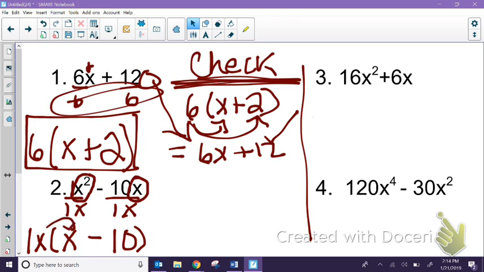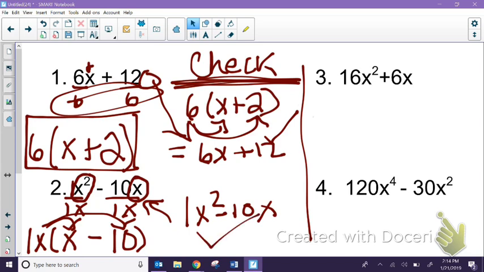The next one, I can multiply into it. Do I get it? Yes. 1x squared minus 10x. Oh, is that the same thing as this? Yes. Real quick, number 3.